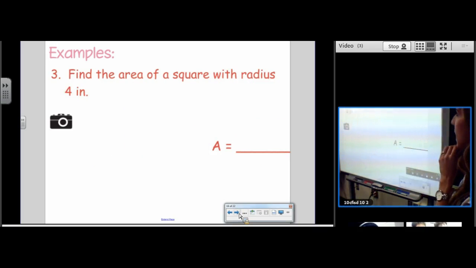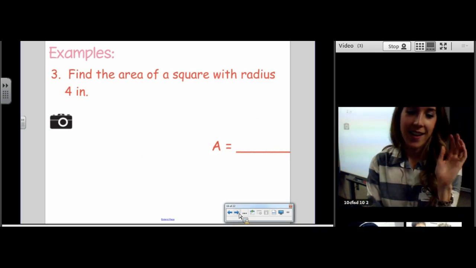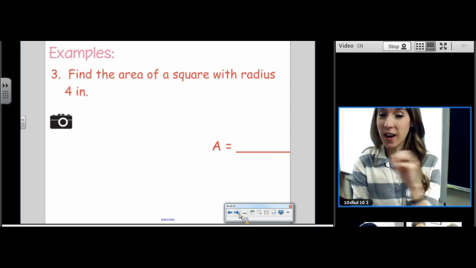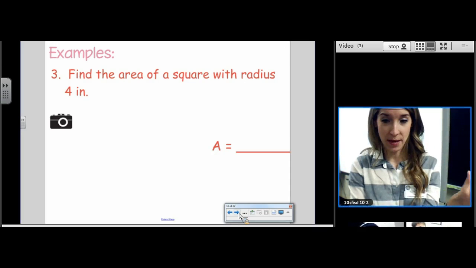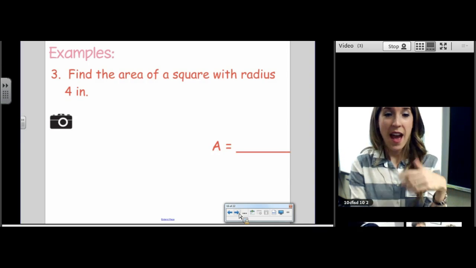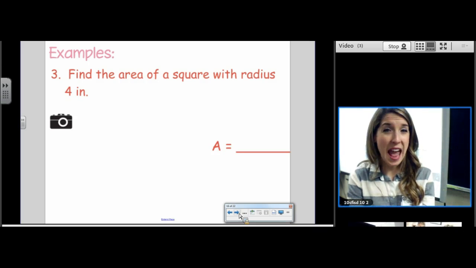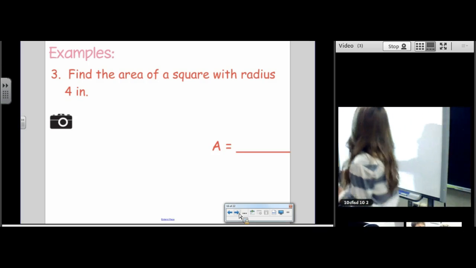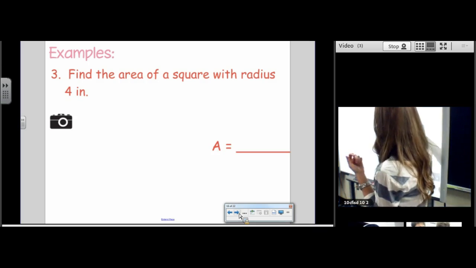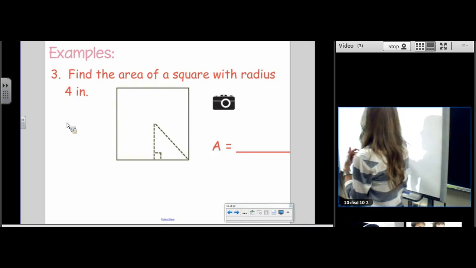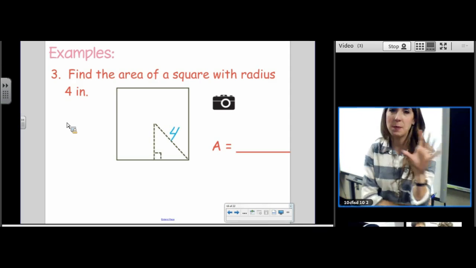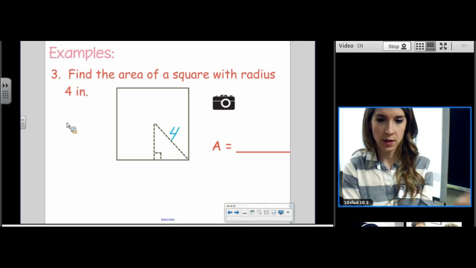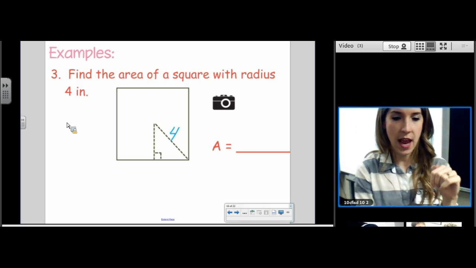Find the area of a square with radius 4. This is one where I wouldn't use apothem times perimeter divided by 2. Actually, for a square, I'd probably never use apothem times perimeter divided by 2. But you could. Here's our square. The radius is 4, so just be careful where you put your labels. Radius goes from center to angle.